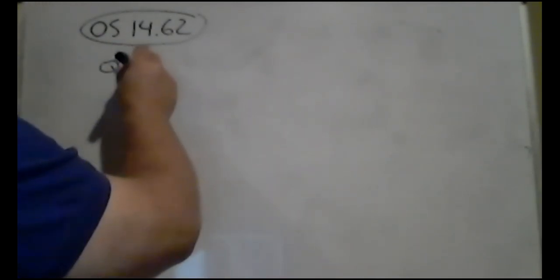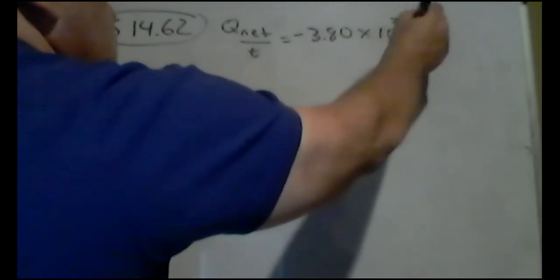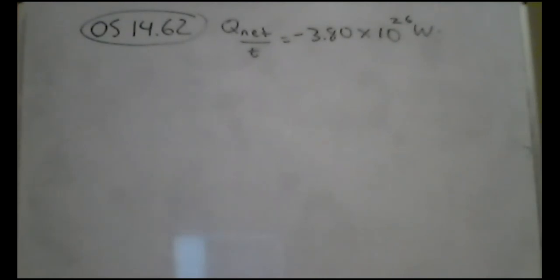Okay, so let's figure out, first of all, we know what Qnet per time is. We're given this up here. Qnet over time is handed to us in the problem. That's a negative 3.80 times 10 to the 26 watts. Again, the negative sign indicates that power is being radiated away from the sun. The sun is a hot object being radiated into very, very cold surrounding space, that's 3 Kelvin.